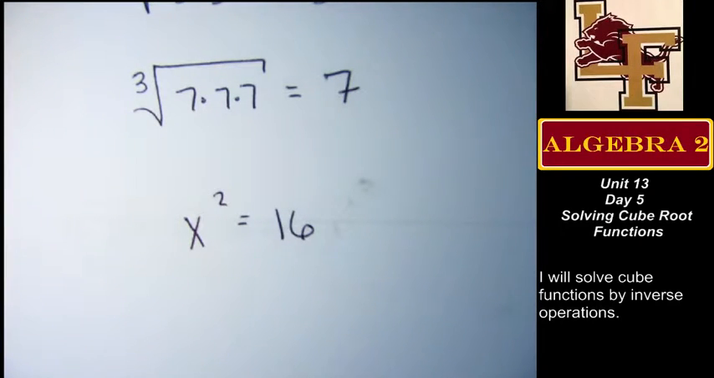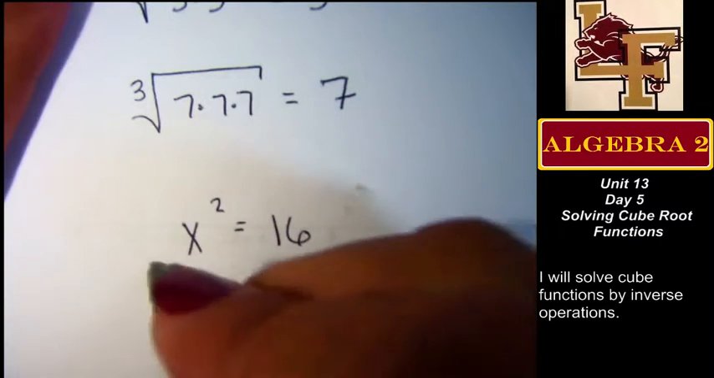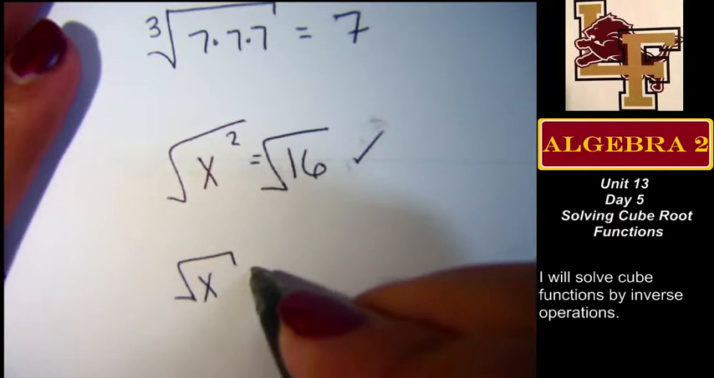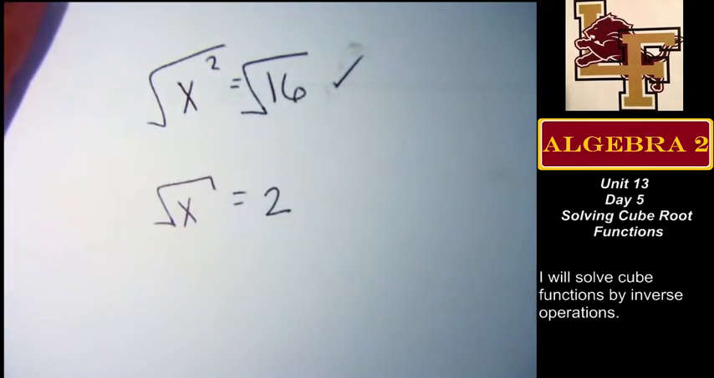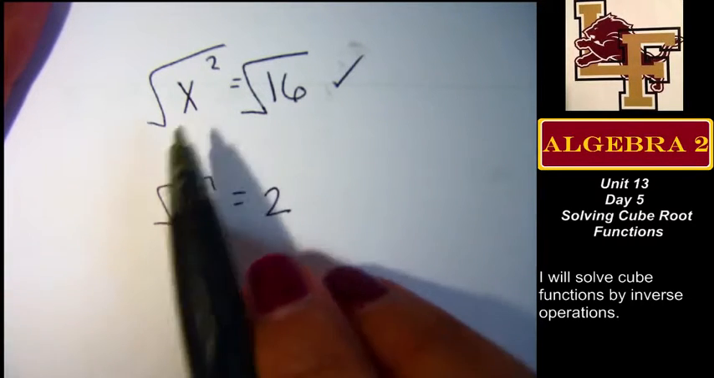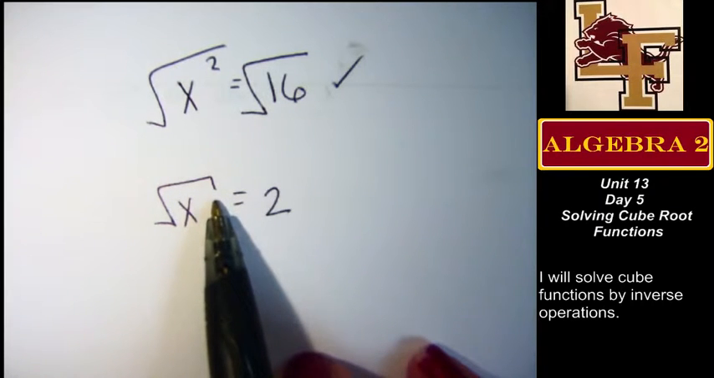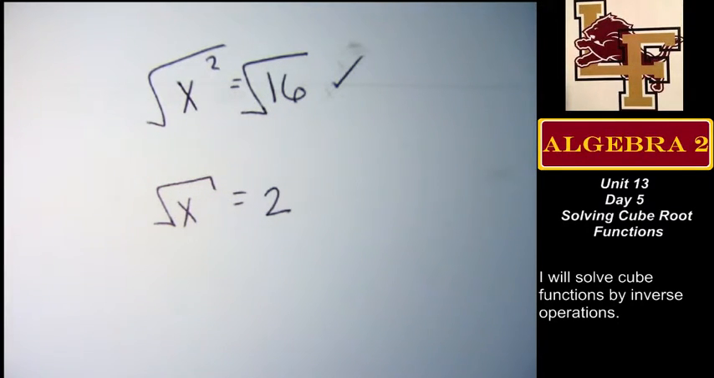This leads us right into, well, what do I do if I have x squared? How do I get the x by itself? To get rid of a square power? Square root. Easy enough. Well, what if I have a square root? How do I get rid of a square root? It's by square power. They're inverses. Just like addition gets rid of subtraction, multiplication gets rid of division, roots get rid of powers, and powers get rid of roots.